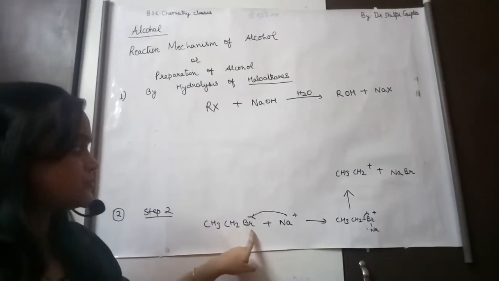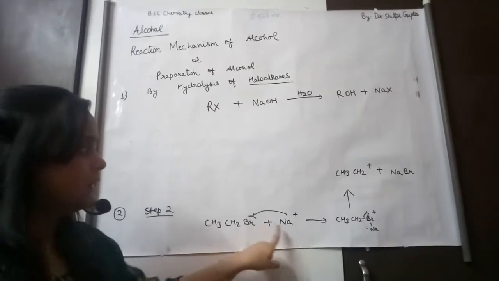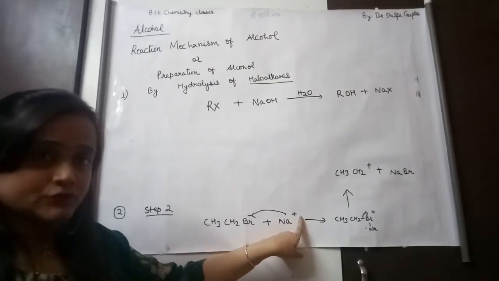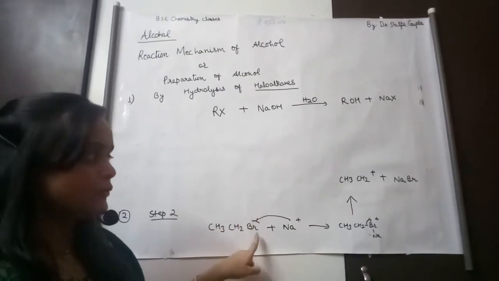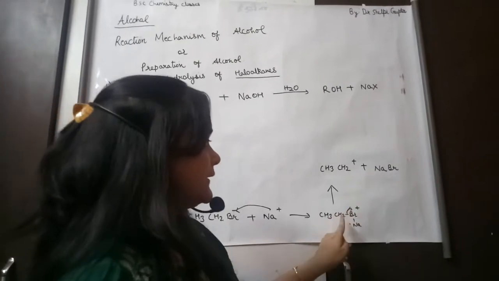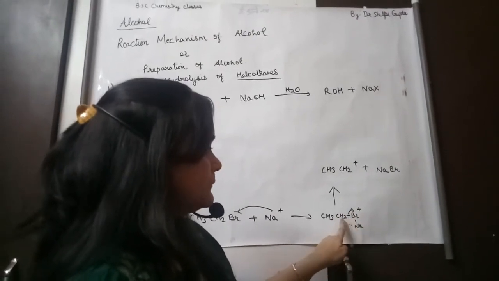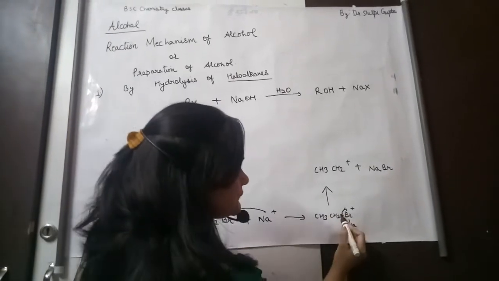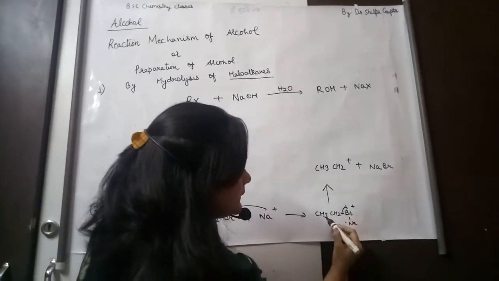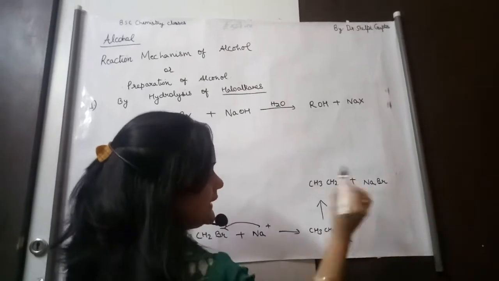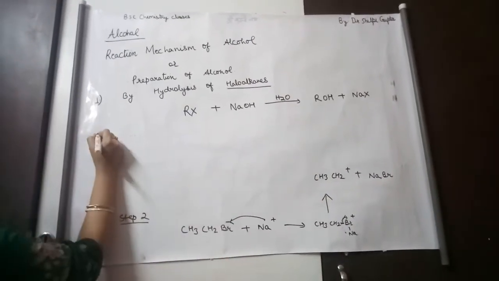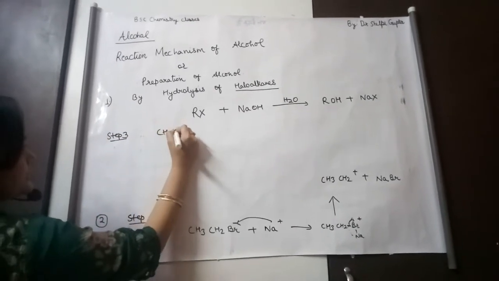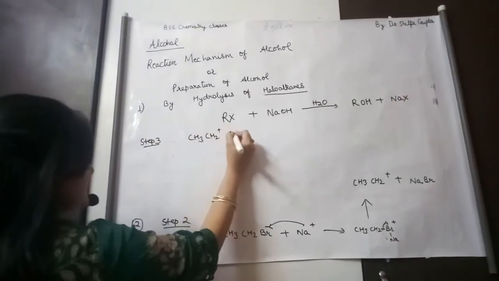Understood? First step, NaOH dissociated into Na plus and OH minus ion. Now CH3CH2Br, that is a primary haloalkane, will react with sodium with positive charge. Now it will attack the Br nucleophile, and what will happen? It will take the lone pair of electrons from the bond between and will break down. Now since it has given the lone pair of electrons, it will become electron deficient like this, NaBr. Now in the next step, that is step number 3, we got CH3CH2 plus NaBr.